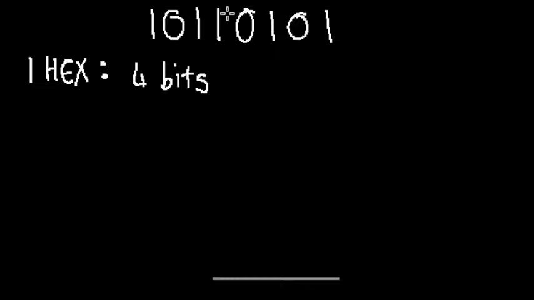What we need to do is, first of all, remember that 1 hex digit represents 4 bits. So logically, we're going to break this into 4. We're going to break it into 1, 0, 1, 1 and 0, 1, 0, 1.